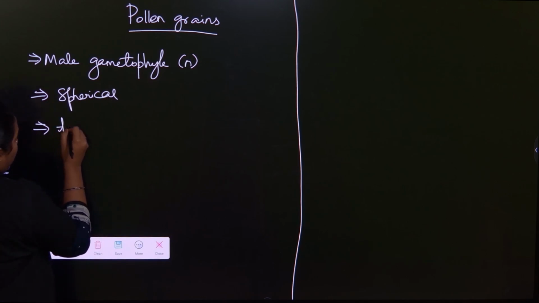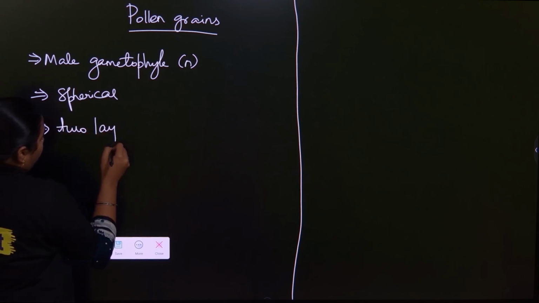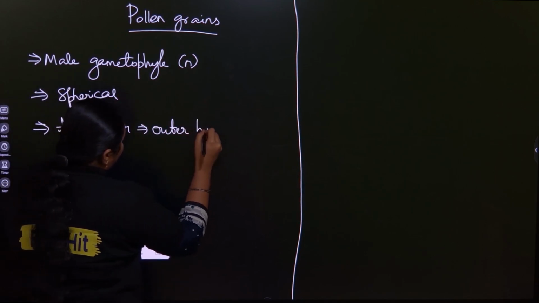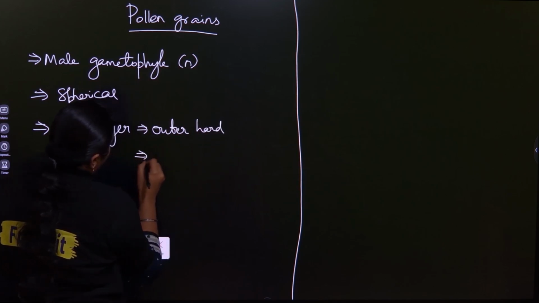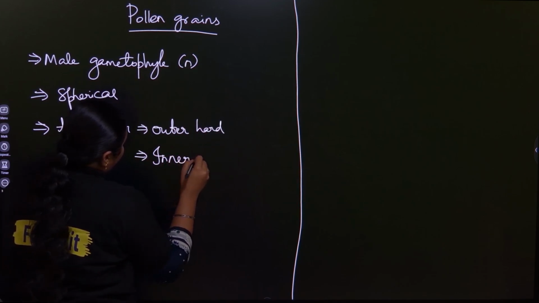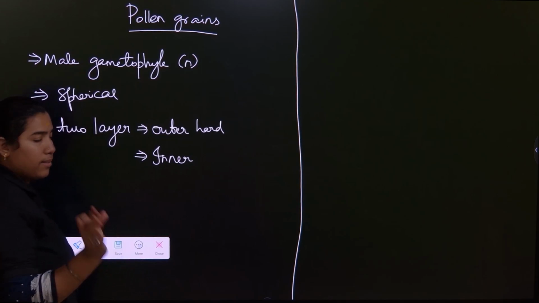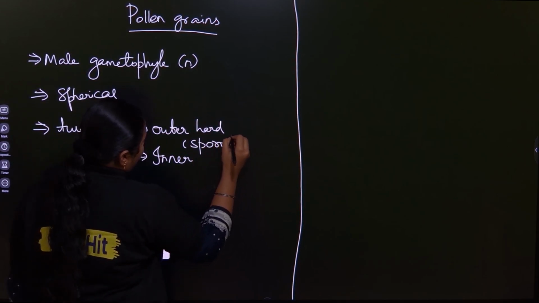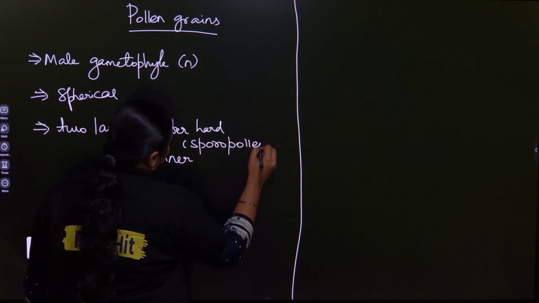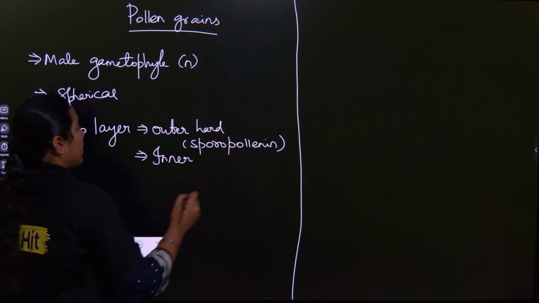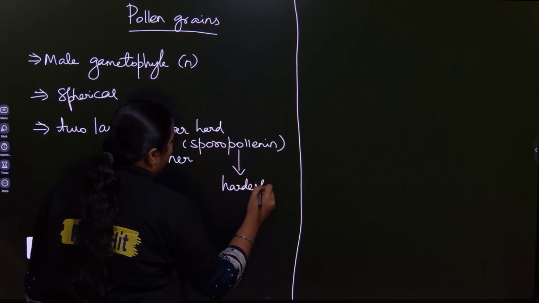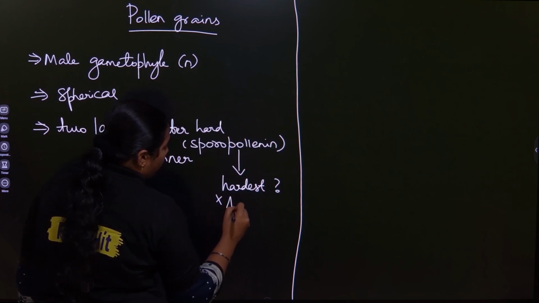Pollen grain has two layers. Okay, what are the two layers? Outer hard layer, then inner layer. It's not so hard, it's kind of flexible, you can say. The outer hard layer is made up of sporopollenin. This is known as one of the hardest materials known. Why hardest? It cannot be destroyed by acid. It cannot be destroyed by alkali.